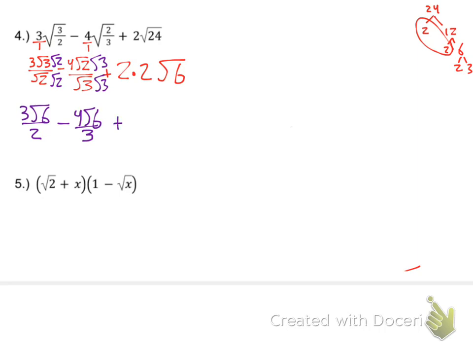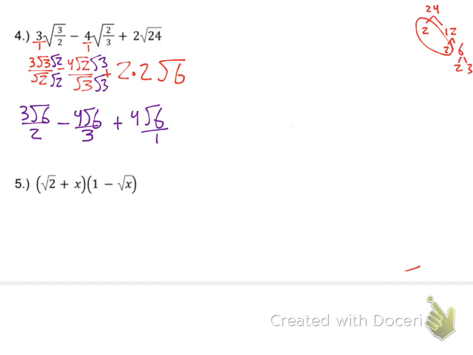Plus 2 times 2? Oh, wait. Square root 6. Now guys, you need to realize that every single one of these terms has a square root of 6. They have a common term. The only thing is that they don't have a common denominator. So what? The common denominator between a 2, a 1, and a 3 is 6.